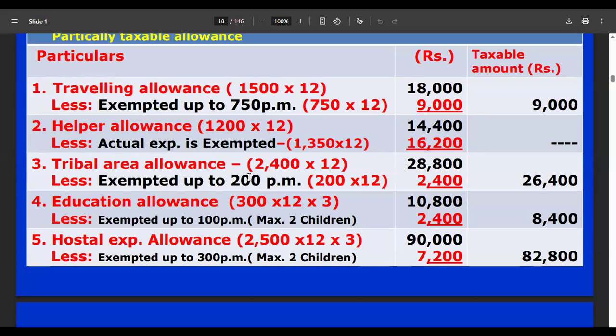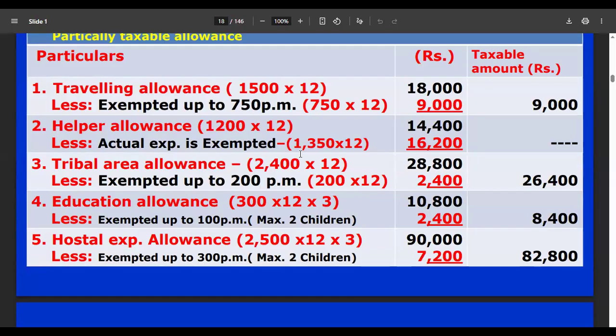Traveling allowance is 1,500 provided, but it is exempted up to 750 per month. So beyond that, it is fully taxable. Helper allowance, it is fully taxable. Travel allowance, it is said to be given for rural areas. So when it is given for rural areas, the minimum is exempted. In case of education allowance, maximum 2 children are allowed. So for 1 child, it is taxable.